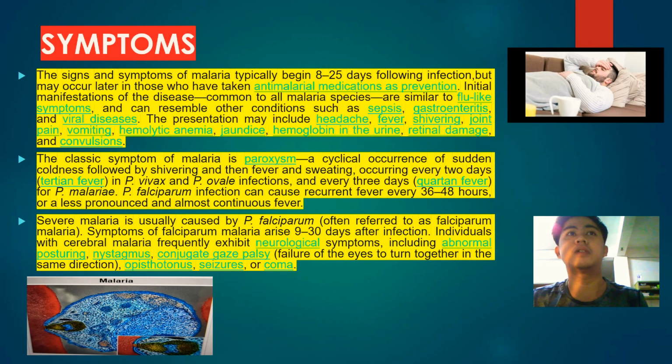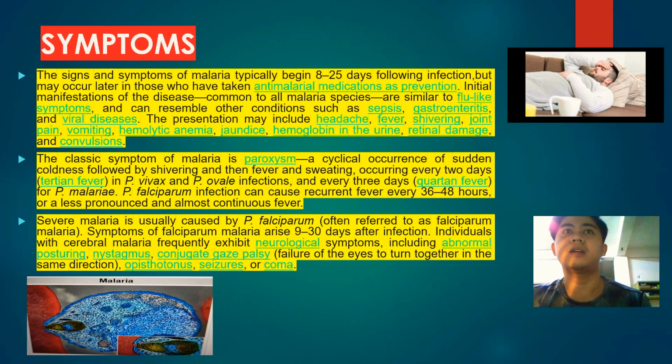So we move to the symptoms of malaria disease. The signs and symptoms of malaria typically begin from 8 until 25 days following infection, but may occur later in those who have taken anti-malaria medications as prevention. Initial manifestations of the disease, common to all malaria species, are similar to flu-like symptoms and can resemble other conditions such as sepsis, gastroenteritis, and viral diseases.